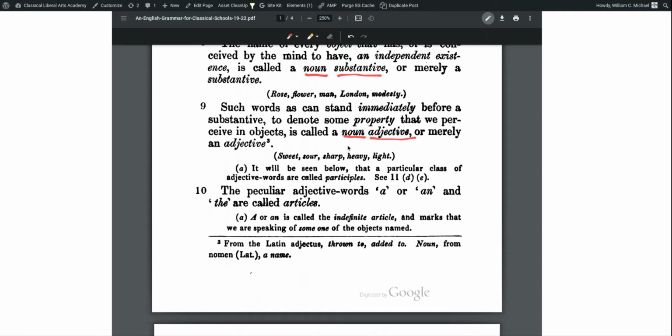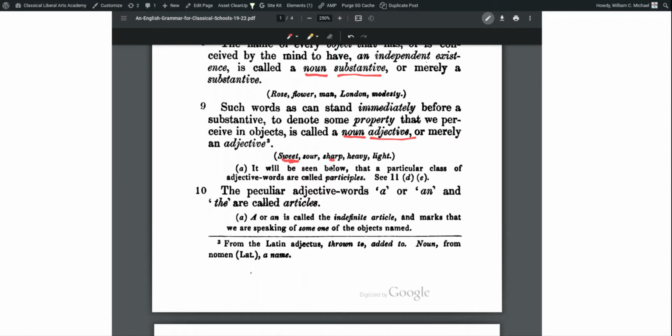Now, the reason why an adjective noun cannot stand alone or exist independently like a noun substantive is that a noun adjective names a property, and the property exists in the substantive noun. So for example, let's look at these five adjectives that were given. Sweet is an example of an adjective noun or a noun adjective. Sweet cannot exist by itself. Something must be sweet. So there must be some substantive. Anytime we use the word sweet, there must be some substantive that we're thinking about, because sweet is simply a property of some substantive.